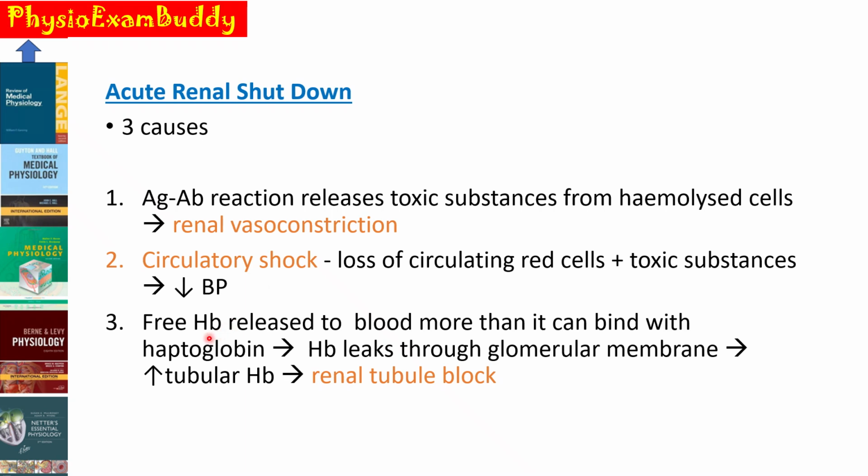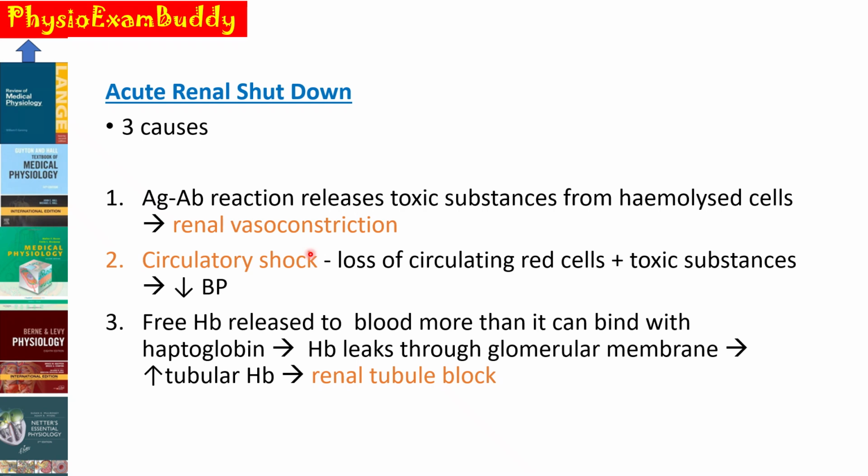Along with it, the free hemoglobin, which is released as a result of intravascular hemolysis to the blood, becomes more than that it can bind with the haptoglobin. Then the excess hemoglobin will leak through the glomerular capillary membrane and there will be an increase in the hemoglobin level in the tubular fluid, resulting in the renal tubular blockade.